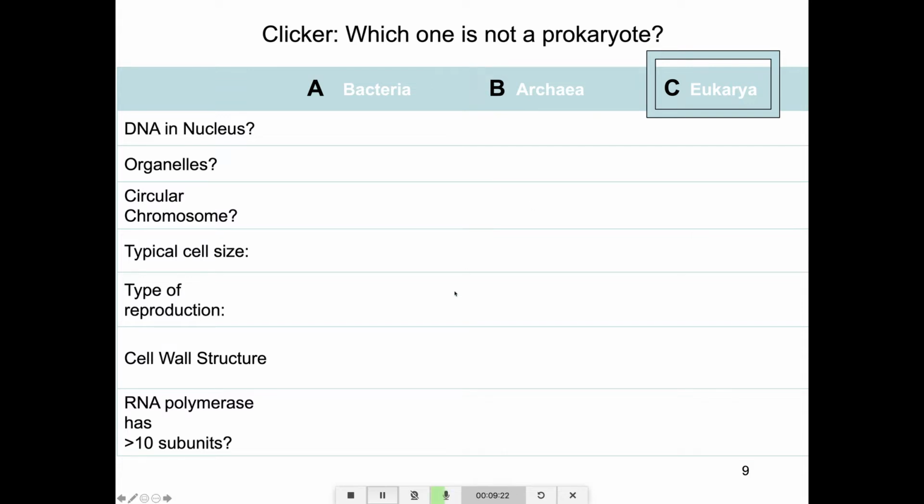Okay, so let's go through each of these major groups and just play along with me, think on your own. For each of these groups, let's answer this first question. Does it have DNA in the nucleus? Does the bacteria have DNA in the nucleus? Yes or no? Does the archaea have DNA in the nucleus? Yes or no? Does the eukarya have DNA in the nucleus? Yes or no?